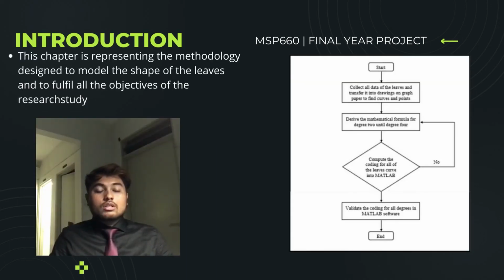Assalamualaikum warahmatullahi wabarakatuh. My name is Muhammad Azri bin Hanafi and I'm from N4 CS2486B. And now I will explain the methodology. This chapter presents the methodology designed to model the shape of the leaf and to fulfill all the objectives of this research study. There are a few steps used in this process, and the following is the research flowchart.